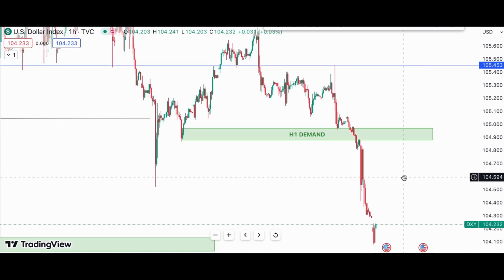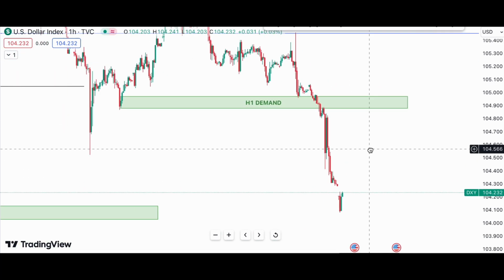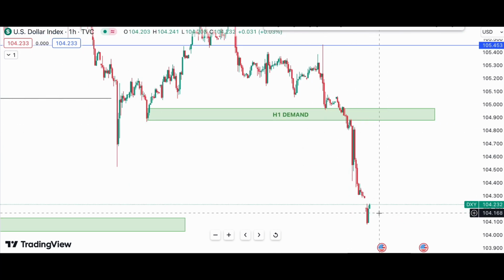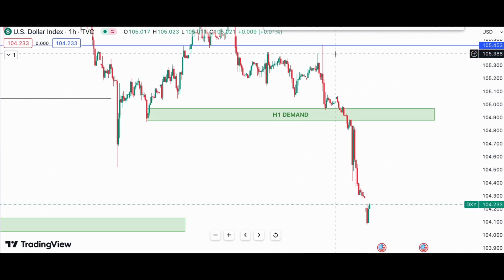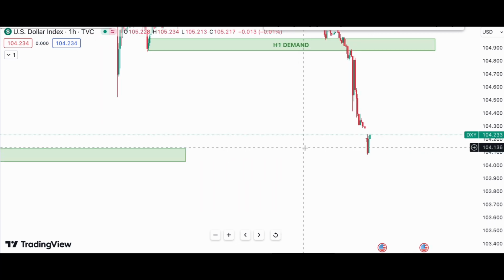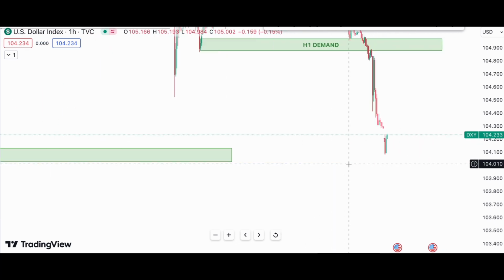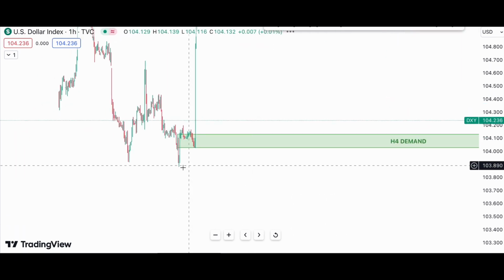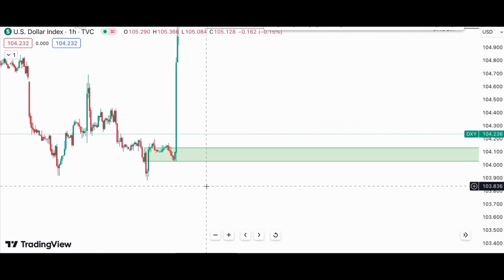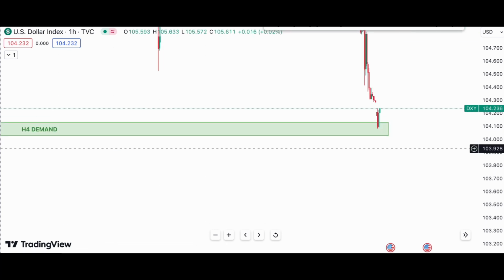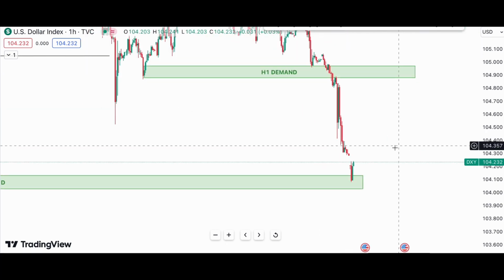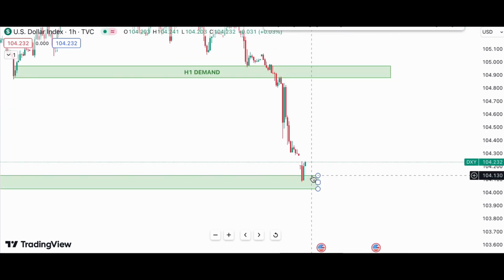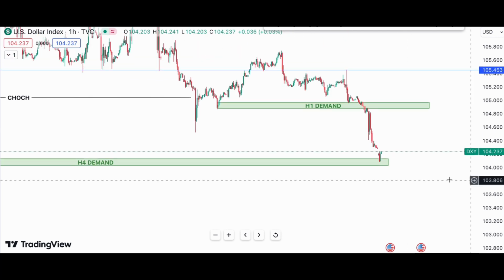But since the trend is a downtrend, the price follows the trend, breaks through the zone, and goes into the bottom H4 demand right here. This is another H4 demand, and in H1 it is the same, also an H1 demand zone. So right here, the price has a reaction again from the demand zone.